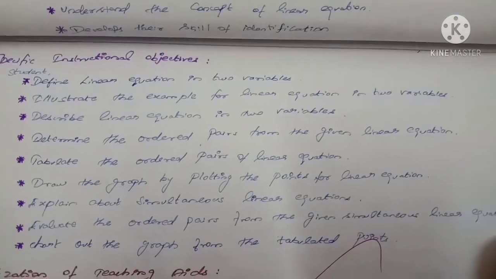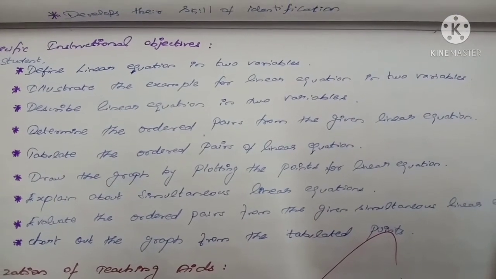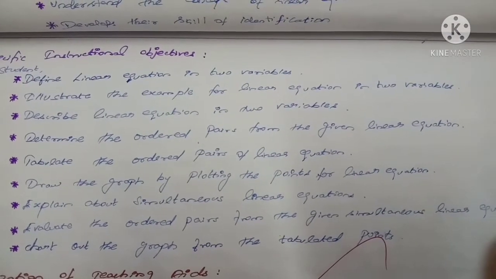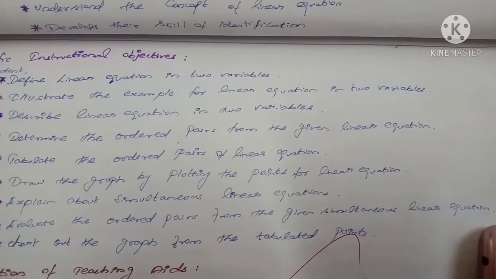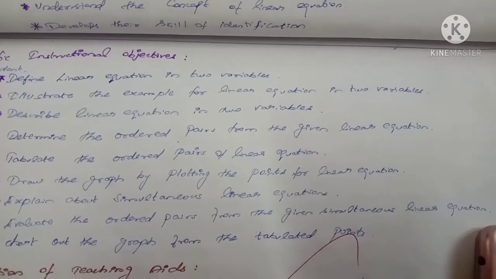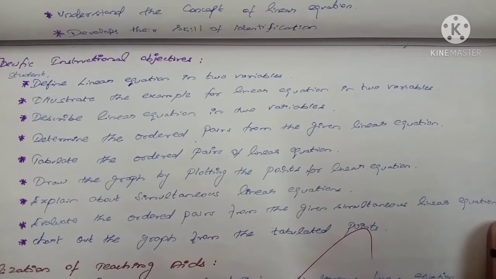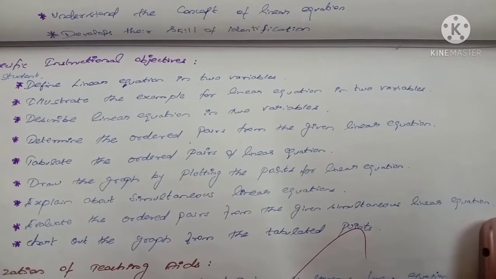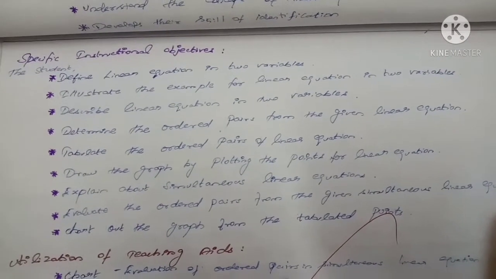Explain about simultaneous linear equation. Evaluate the ordered pairs from the given simultaneous linear equation. Chart out the graph from the tabulated points.